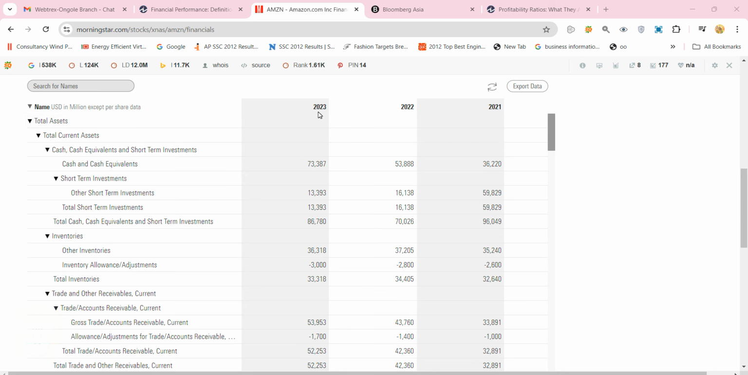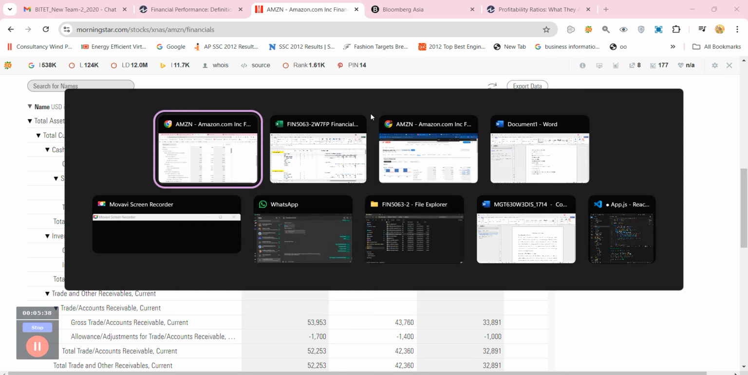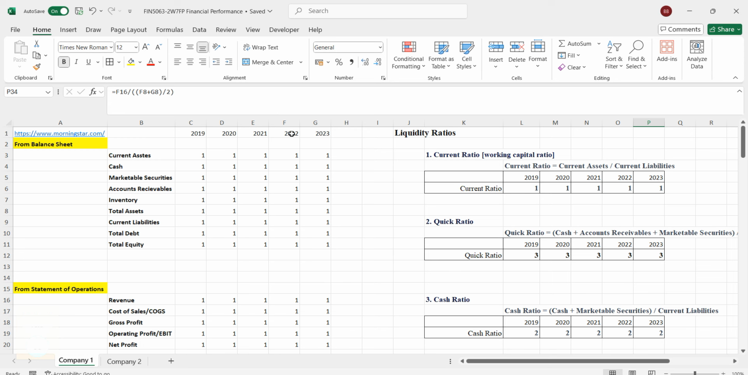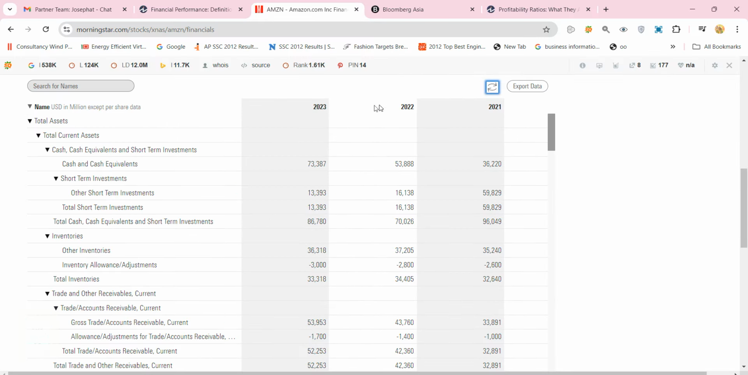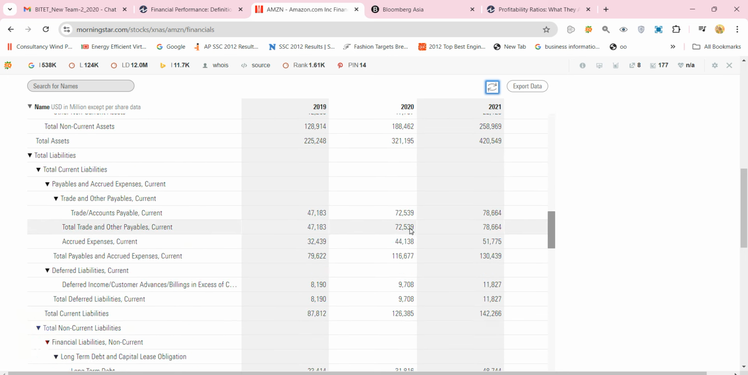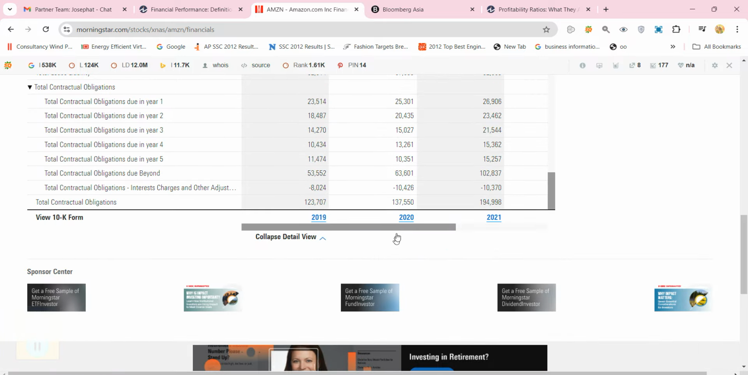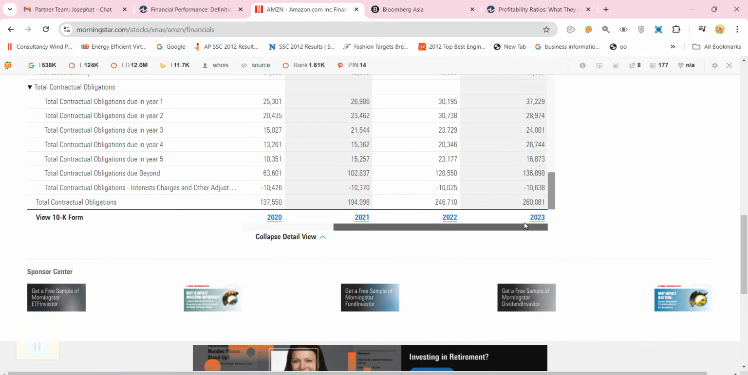Just check here. The values of the table started from 2023, but we need it in this sequence, 2019 to 2023. Here it is in decreasing order. There is some symbol like this here. Click on it. It will transform it into a different format. Okay, 2019, 2021 like this. Just scroll down, and you can see the data for all the different years.